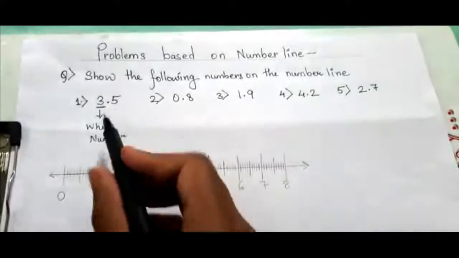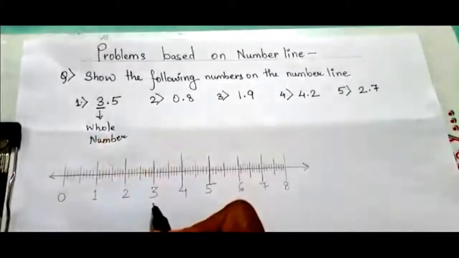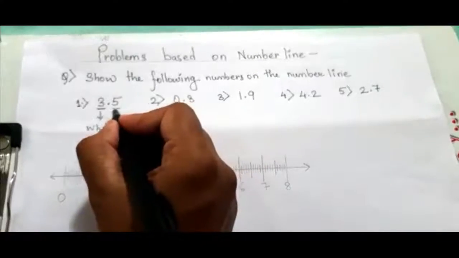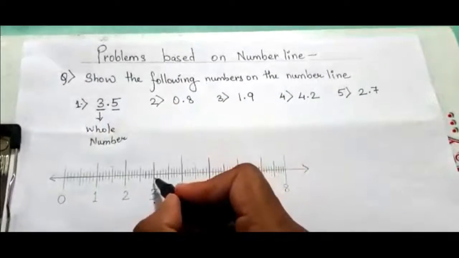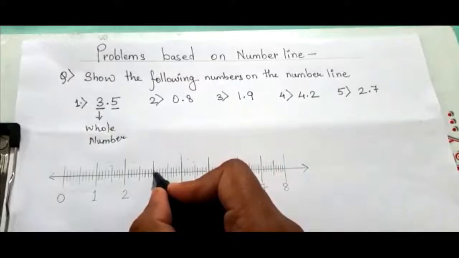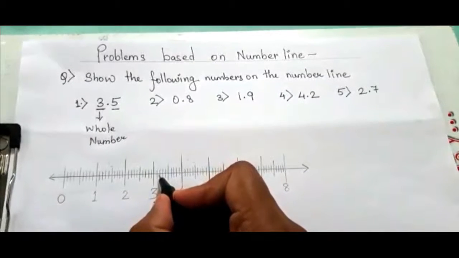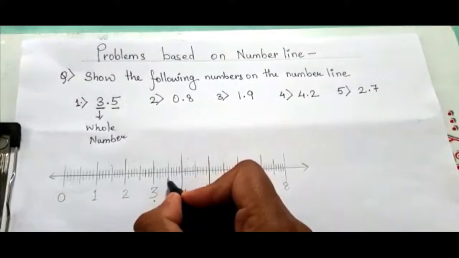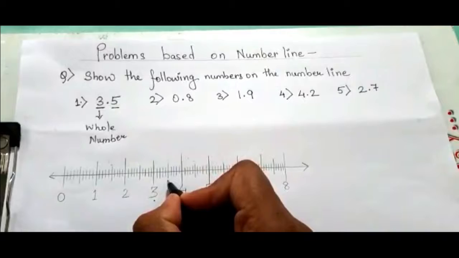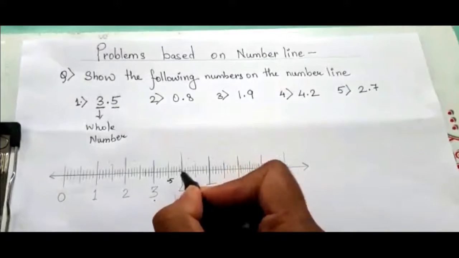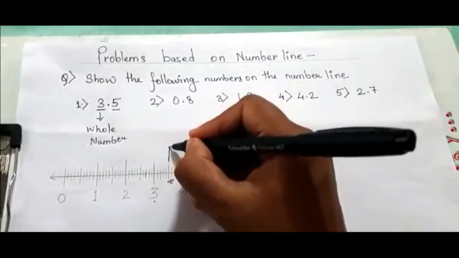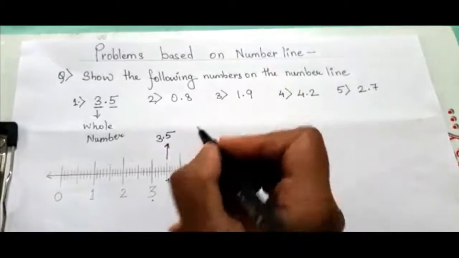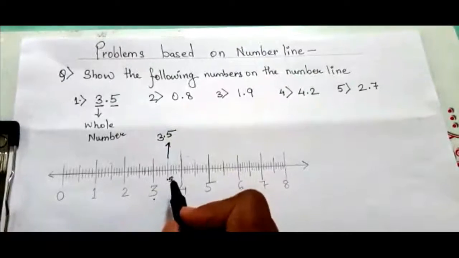So we have to mark. Now we will go to the whole number. This is whole number 3 and it's at 3.5. This is a decimal number. So 3.5. Then we will start from number 3. Then we will start counting these hash lines: 1, 2, 3, 4 and 5. So here comes our 0.5. So we will mark over here 3.5.